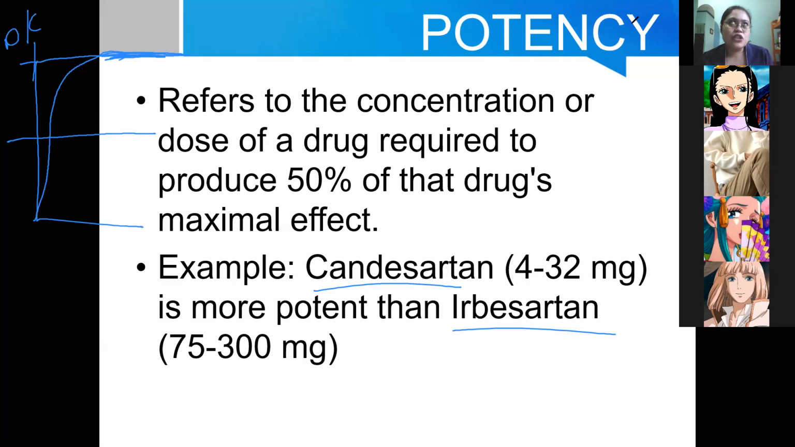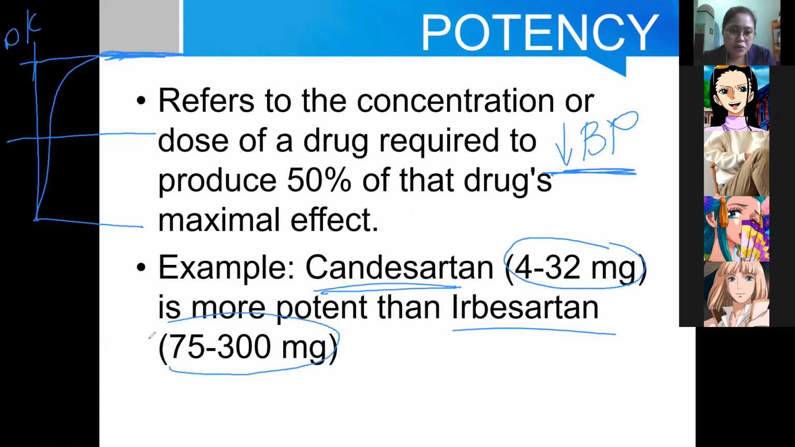Pwede po siya angiotensin 2 receptor blocker. Now, parehas na sila og effect class. Ang effect nila kay magbaba ang blood pressure kay mga anti-hypertensive drug man ni sila. Pero take note of this. Ma-achieve ni Candesartan ang iyahang effect with this dose only, 4 to 32 milligrams. While si Irbesartan, ma-achieve niya ang iyahang effect, which is to lower down the blood pressure of the patient if you use this dose, 75 to 300.